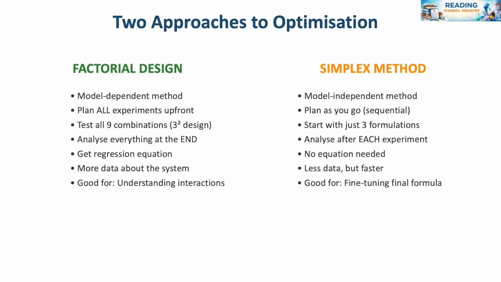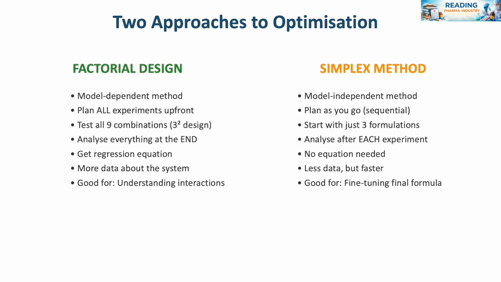Here we show some comparison of the two different methods. Where we use a factorial design, it's a model dependent method. As you can see, we plan all experiments up front. We test 9 formulations when we have a 3 to the power of 2 design, analyze everything at the end, and we get a regression equation and more data about the system, and that allows us to understand the interactions between the variables.